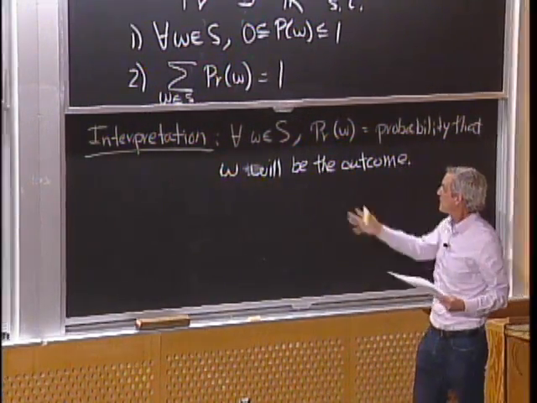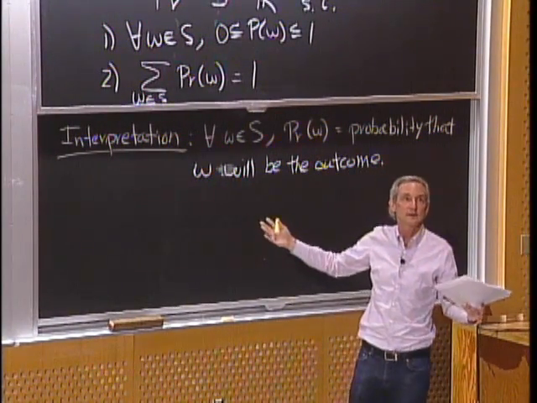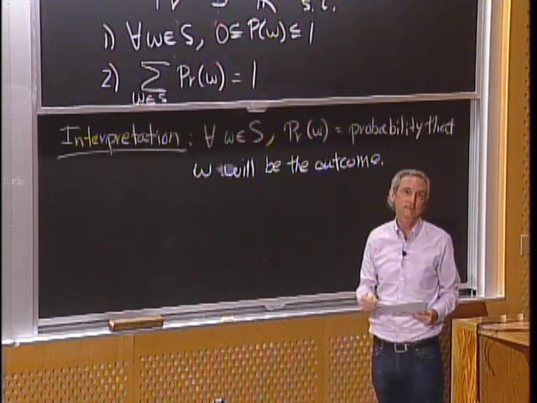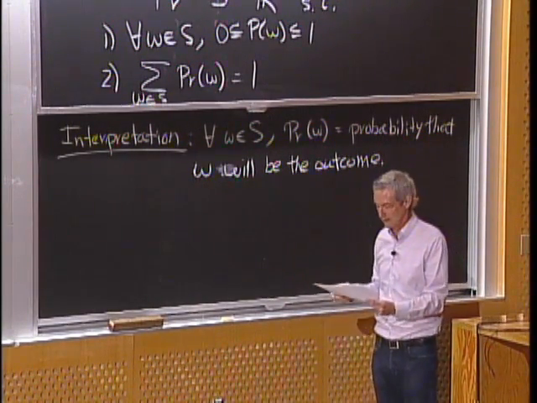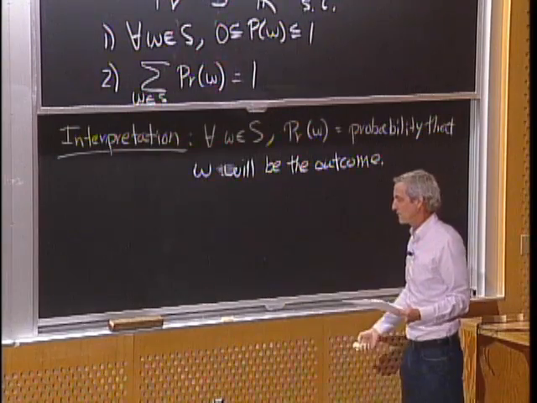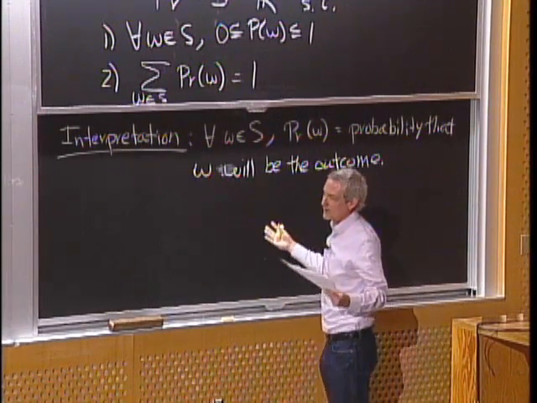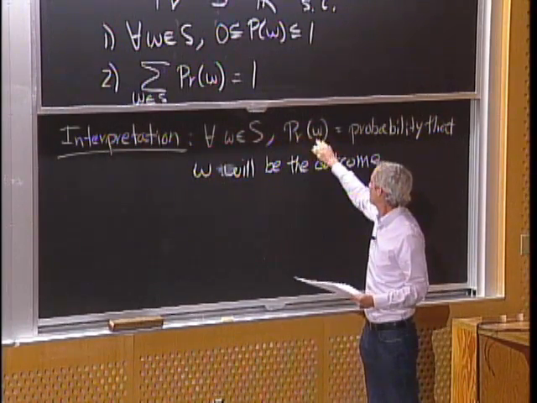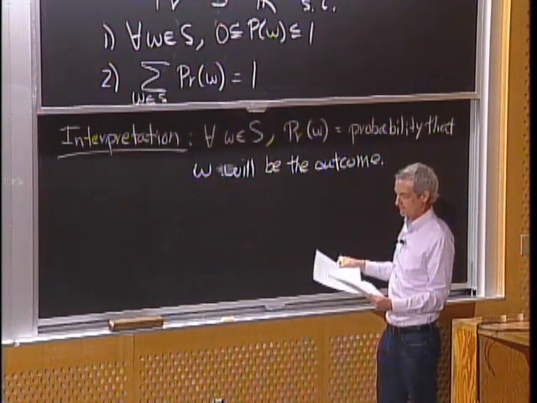In other words, if the probability of W were a half, what that means is you should get that outcome half the time, roughly speaking. We'll get into the details of that later. In other words, you toss a fair coin, you flip it, well, you might say a probability of a half of heads. And so this function would then say the probability of heads is 1/2.